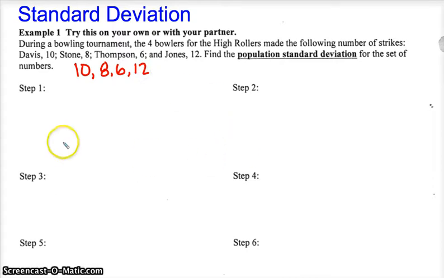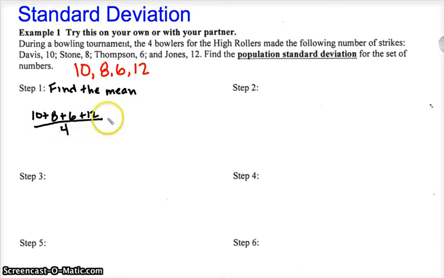The first step in finding the standard deviation is to find the mean. To do this, we need to add 10 plus 8 plus 6 plus 12, and then divide by the number of terms, and that's 4. So 10 plus 8 plus 6 plus 12, that's going to be 36 divided by 4, which is 9. So the mean of my set of data is 9.